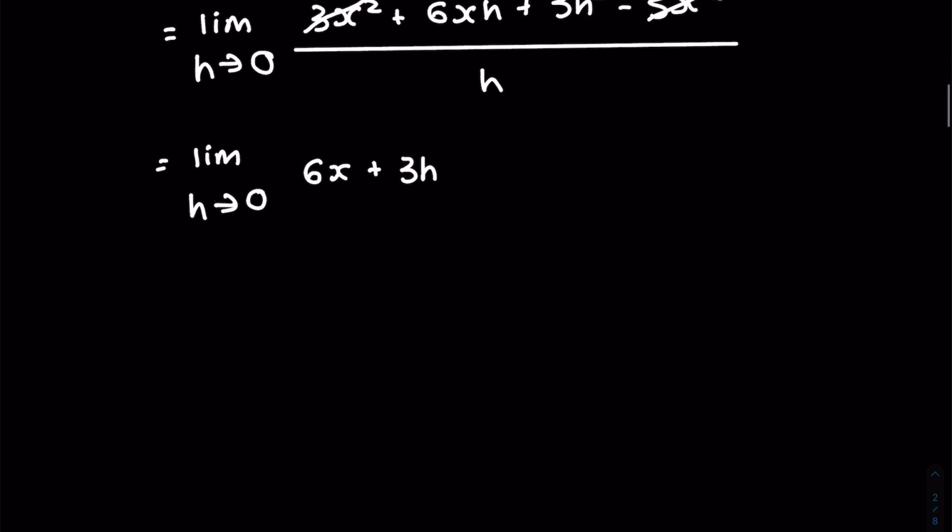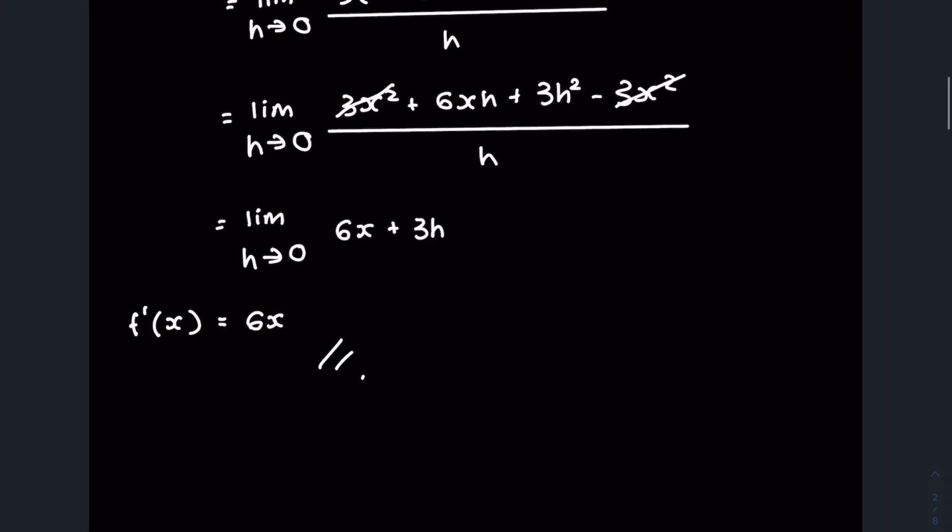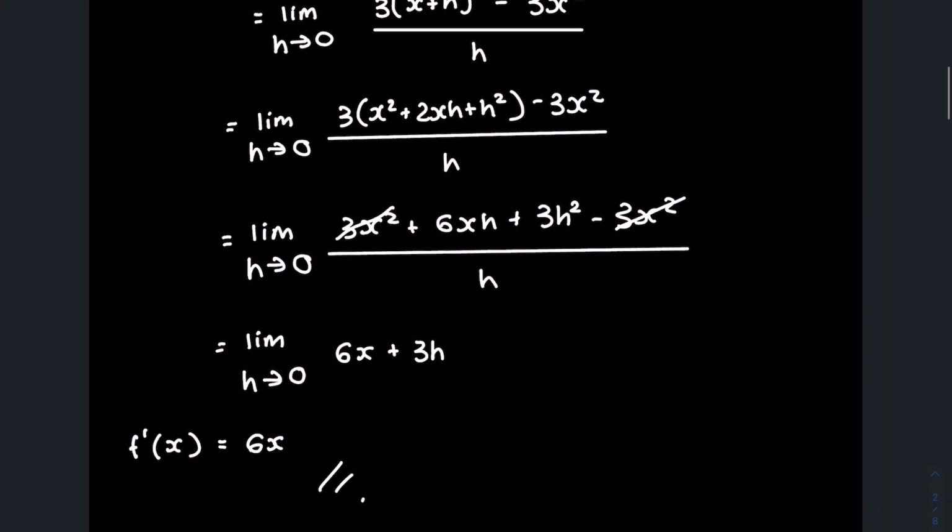And at this point, now we can limit our h to 0. So we basically plug in 0 wherever we see an h. So we have 6x plus 3 lots of 0, which obviously just disappears. So we finally get 6x as a final answer, and that's what f dash of x is equal to. And that will get you every single mark in an exam for this type of question.